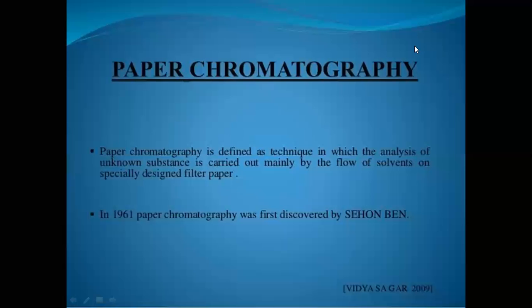Paper chromatography was first discovered in 1961 by Sean Benn. Paper chromatography is defined as the technique in which the analysis of an unknown substance is carried out mainly by the flow of solvent on specially designed filter paper.